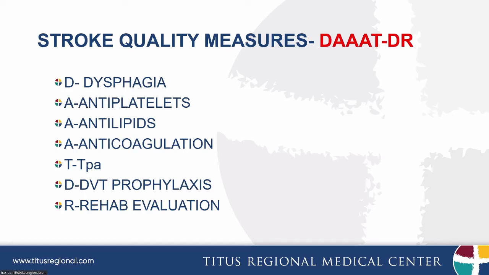T stands for IV TPA. We need to either consider it or document that the patient did not meet the criteria for TPA. D stands for DVT prophylaxis. So during the TPA, we try to go for SCDs, and then after 24 hours, we put the patient on heparin as compared to Lovenox.